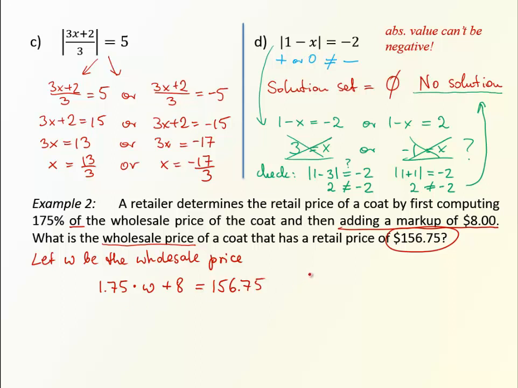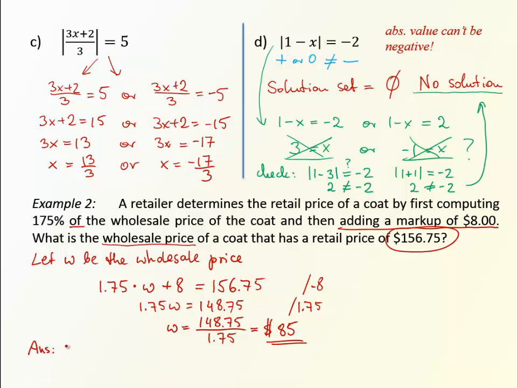So at first, let's subtract 8. That would give us 1.75 W equals 148.75. And then we divide by the leading coefficient 1.75, which gives us W equals 148.75 over 1.75. And using calculator, we end up with $85. So the wholesale price was $85, and we should give a formal answer.